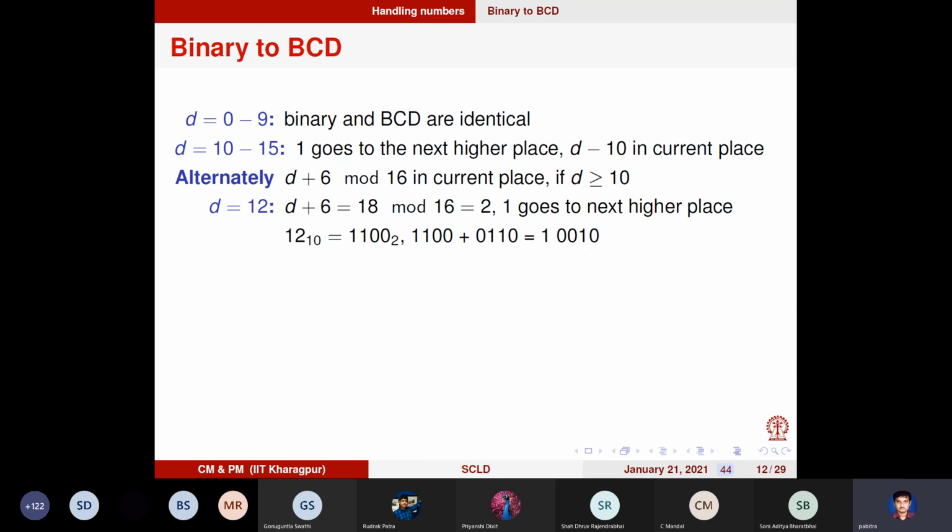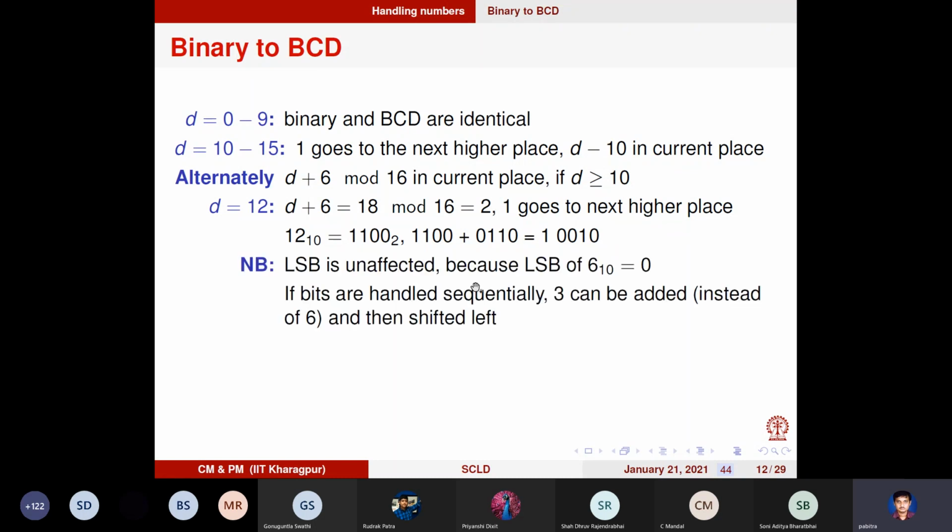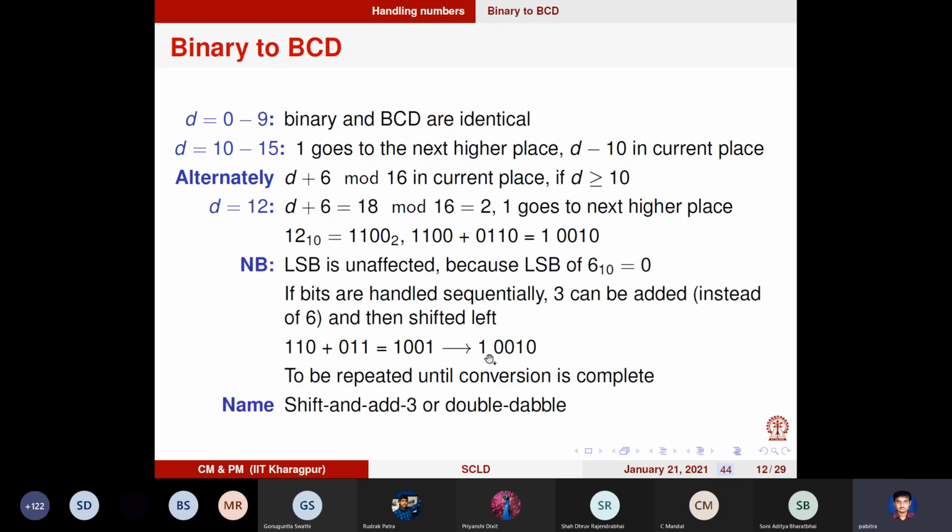But from an implementation point of view, this requires a number of steps. First you have to add 6, then you have to drop the most significant bit. You can actually have faster algorithms to convert from binary to BCD. In fact, maybe we'll delay this discussion a little bit. There is a nice algorithm called the double dabble algorithm, which consists of addition and then shifting.